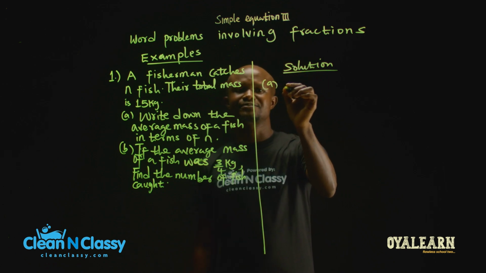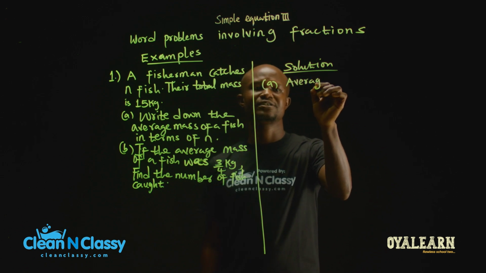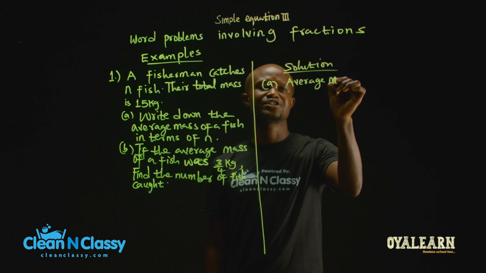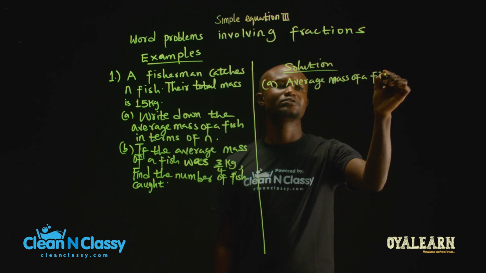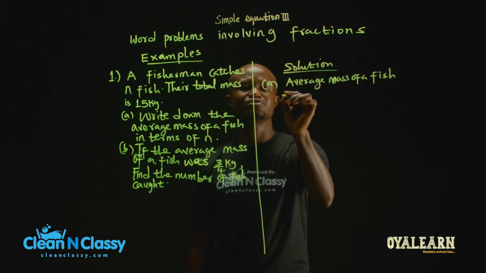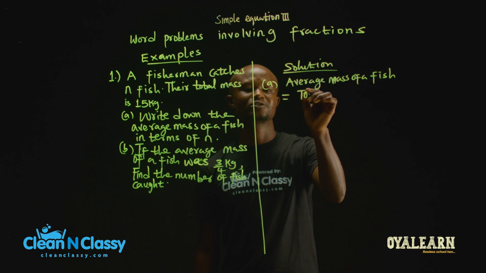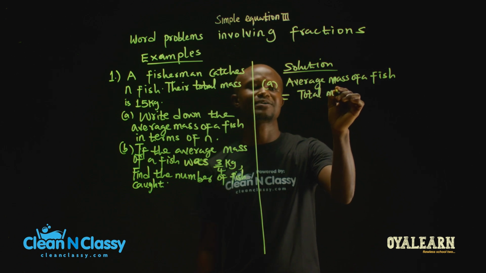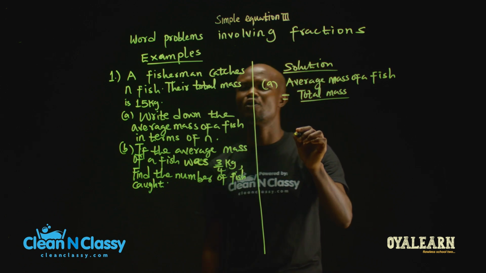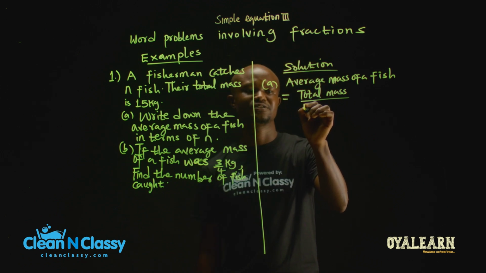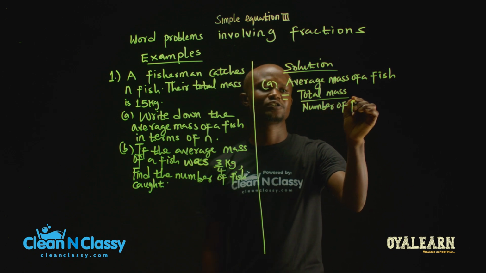So for part A, the average mass of a fish equals the total mass divided by the number of fish.